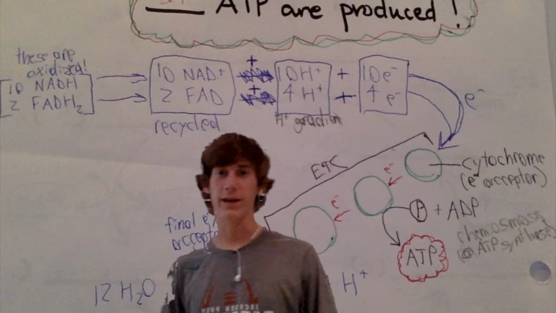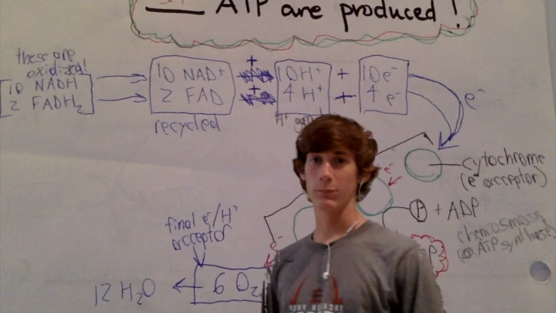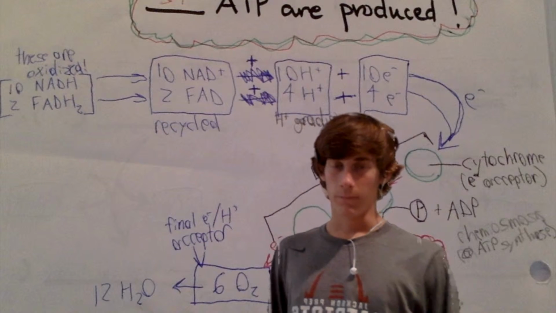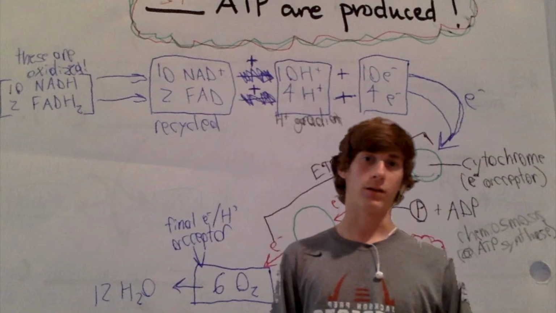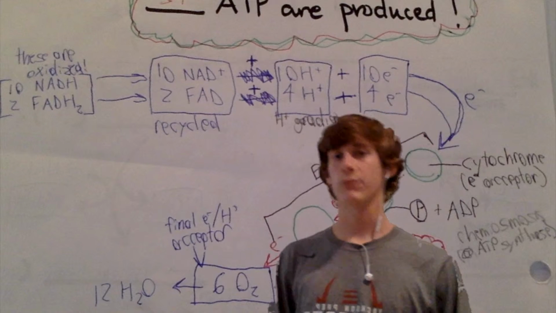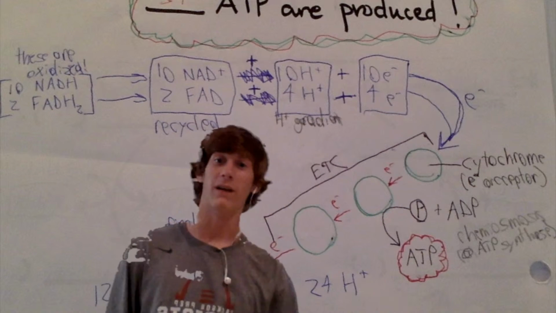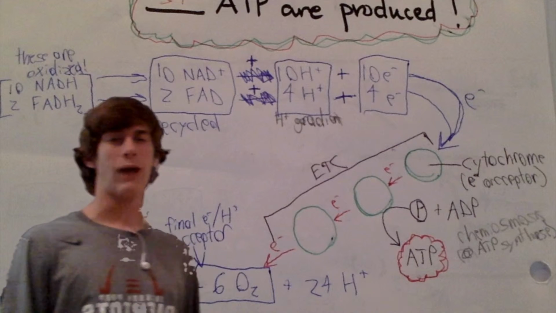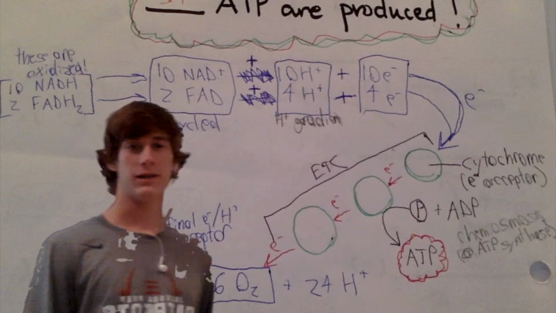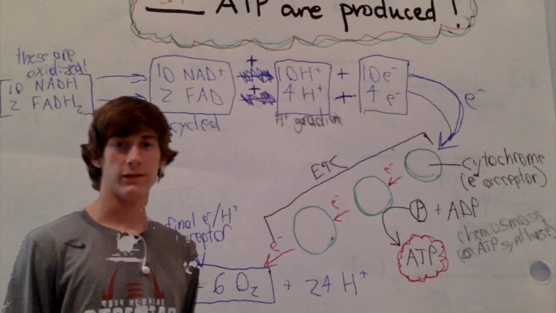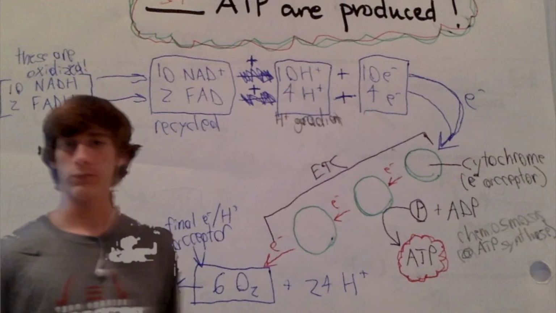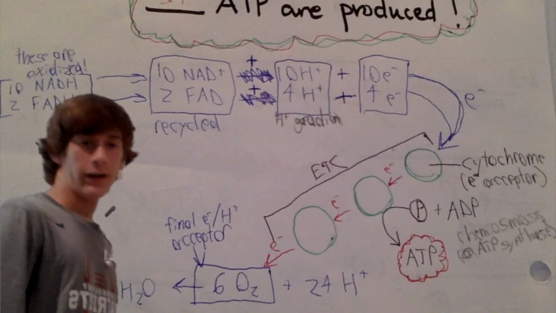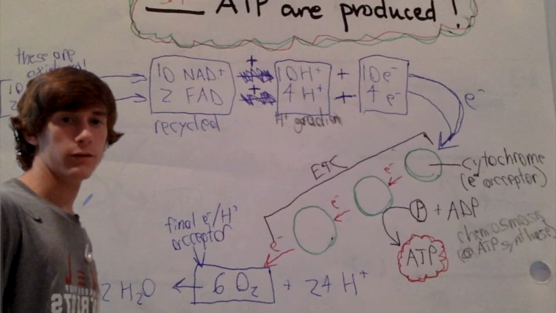First off, we have the electron transport chain. 10 NADH and 2 FADH are oxidized, and the remnants are recycled, while hydrogen ions are added across the membrane to create a hydrogen gradient, and the electrons will go through the electron transport chain. The electrons will provide energy for a phosphate group to be added to ADP to create ATP through chemiosmosis, and later the electrons will finally go through, and they'll be accepted by oxygen, 6 oxygen molecules.